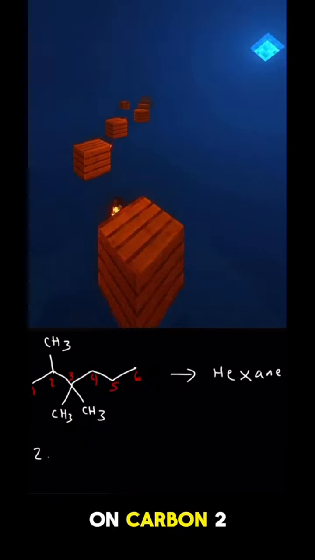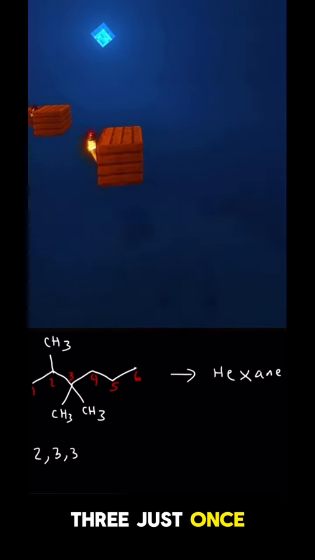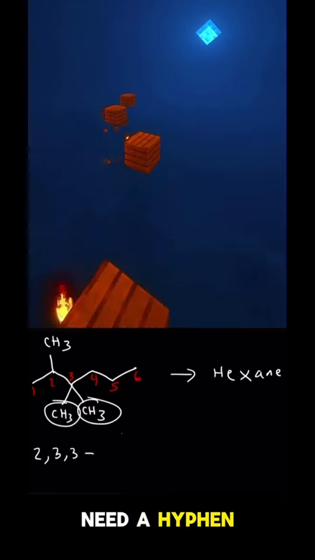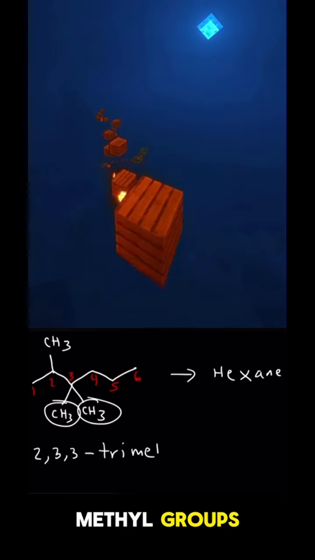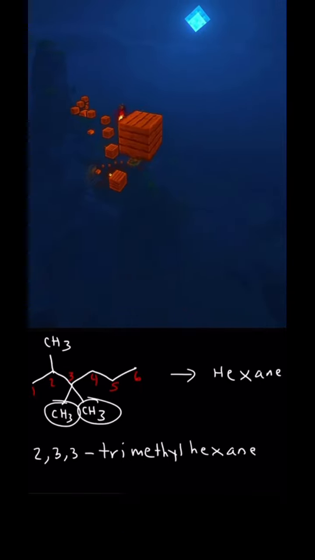So we have a methyl group on carbon 2, and we have 2 methyl groups on carbon 3, so we have to write 3,3. You don't want to write the 3 just once. You need to write it twice because there's 2 of them on carbon 3. And then we need a hyphen, trimethyl, because there's 3 methyl groups, and then the parent name, hexane. So that's how we can name this particular organic compound.